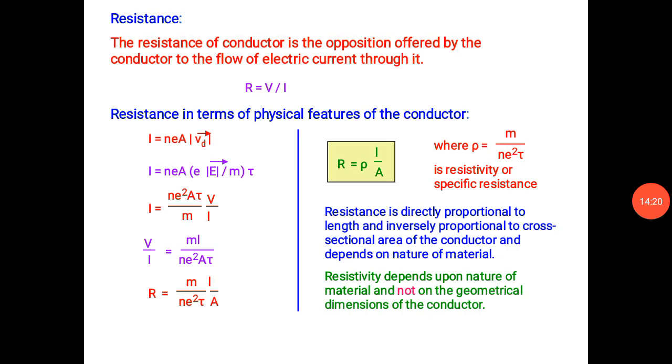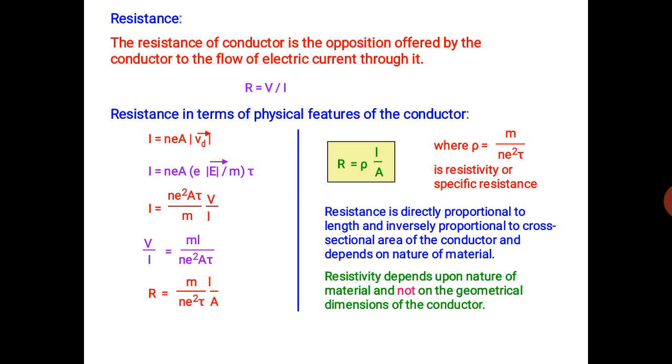See, from the above expression, resistance equals some constant into length by area. So as the length increases, resistance also increases. As the area increases, resistance decreases. But remember, resistivity remains the same. Resistivity will change only if you change the material. By taking a different material, it has a different value of n, the free electron density, and of the relaxation time.